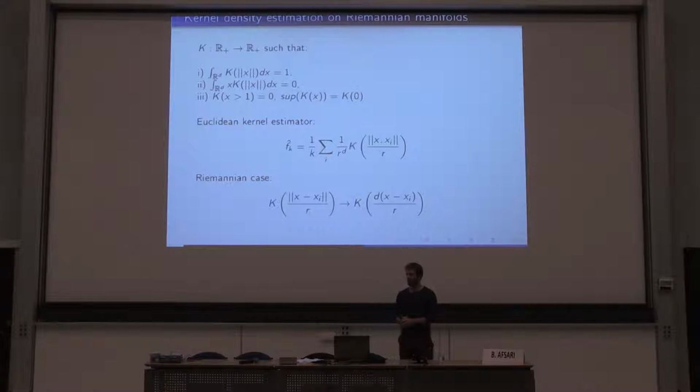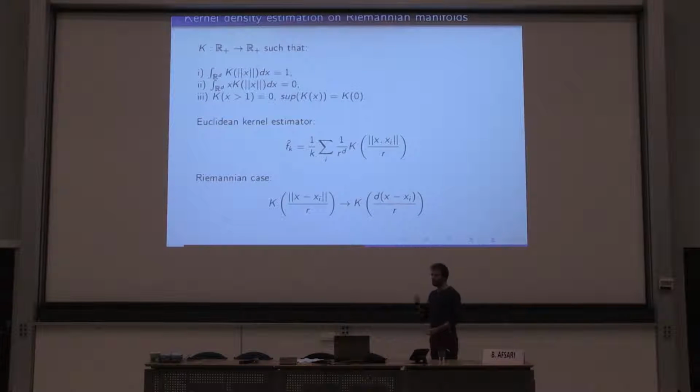So now the kernel density estimation. Let K be a function from R plus to R plus with a few decreasing properties and with a bounded support to ease the computations of the convergence rate. So here you have the standard Euclidean kernel density estimator.